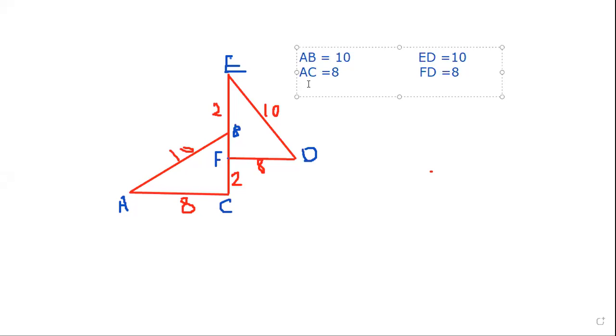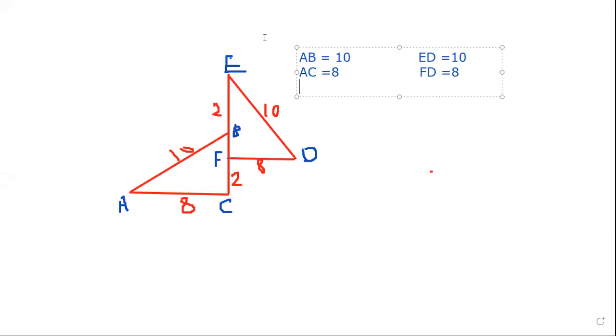BC equal to? FC equal to, and what else? And BE equal to, right? Yes, EB equal to. But he didn't mention the length of EF, right? He didn't say the length of EF.